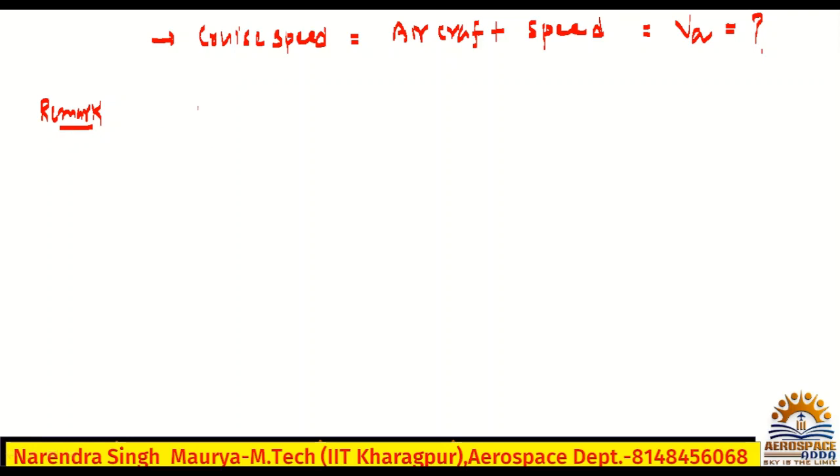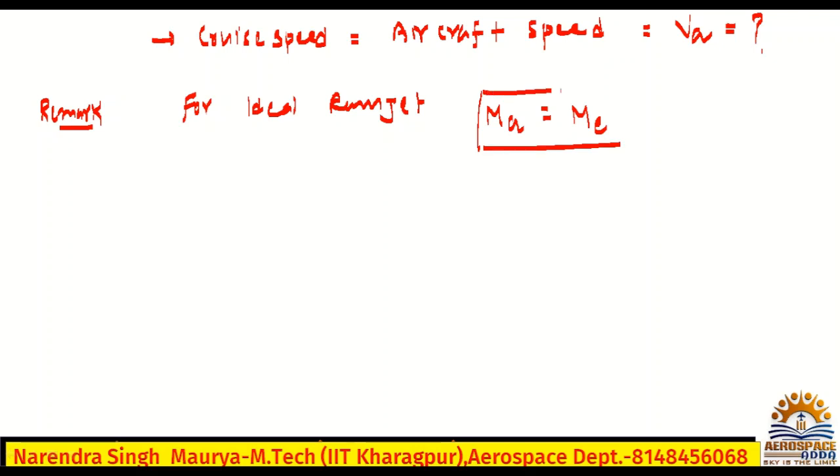So what is the remark point for ideal? For an ideal ramjet, the Mach number at the inlet is equal to the Mach number at exit. This is very, very important. And this is a very simple derivation, but I'm not going to derive it here because this is the solution session. Make a point for this, because for the ideal ramjet, 4-5 times they have asked in your exam, so better you remember it.